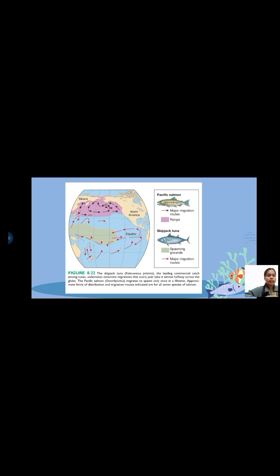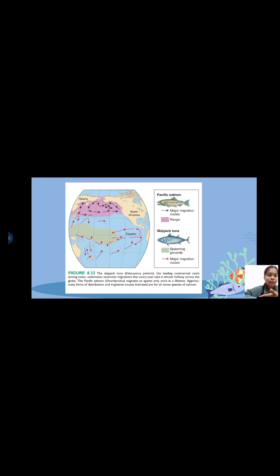So this is a salmon. As you can see, a black arrow is for the salmon. So, if mag-migrate sila, like, I mean, dali ra sila makabalik silang area. Makabalik din sila, like, sa specific area. So, the skipjack tuna or the Katsuwonus pelamis, the leading commercial catch among tunas, undertakes extensive migrations that every year take it almost halfway across the globe.